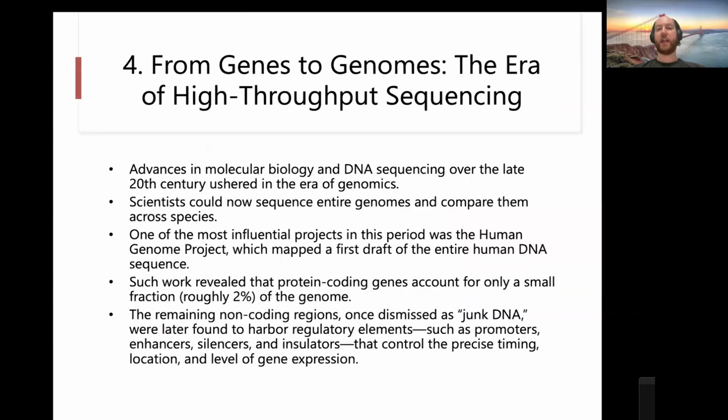And so with all this information in hand, we knew about the double helix in the mid-20th century, and towards the end of the 20th century, there were strong advances in molecular biology and DNA sequencing. And so scientists, as you know, can nowadays sequence entire genomes, thanks mostly to work done in the Human Genome Project. And the Human Genome Project created a first draft of the human genome, so a first map of the human genome.